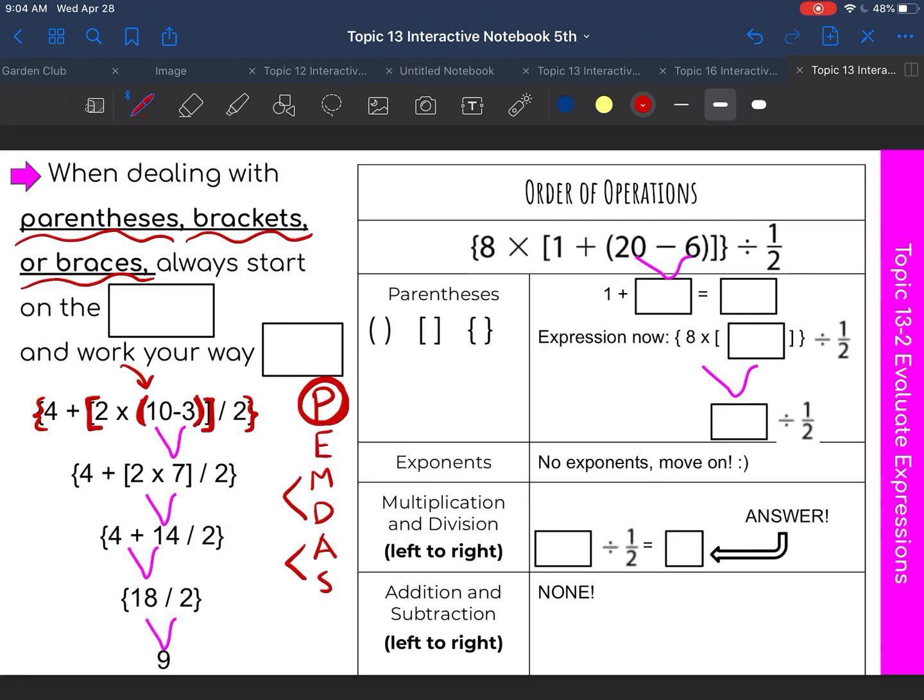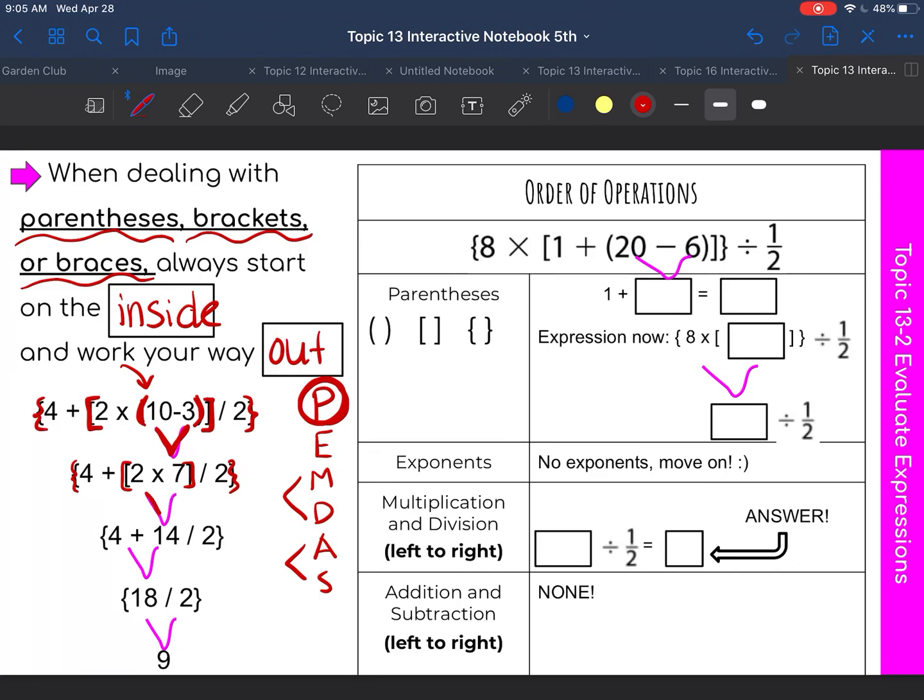And when we're dealing with parentheses, brackets, or braces, you always start on the inside of the problem, so in the middle of the problem, and work your way out. Okay, so let's look at this problem, for example. We start with 10 minus 3. That's the very inside of our parentheses. We get 7. And then we rewrite the problem with brackets and with braces.